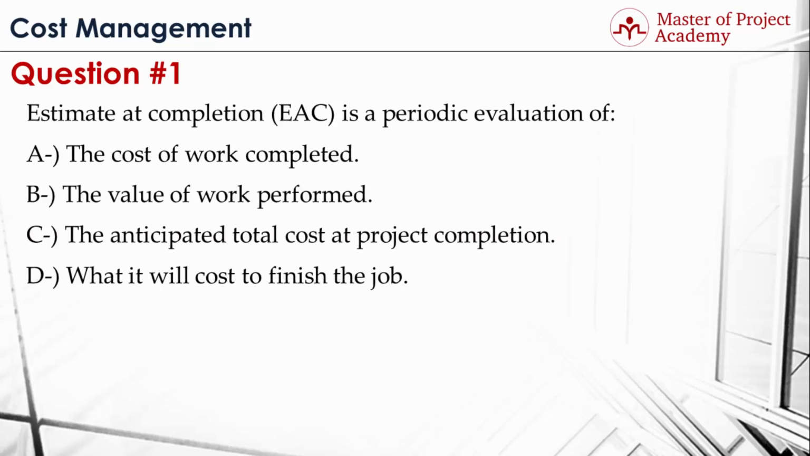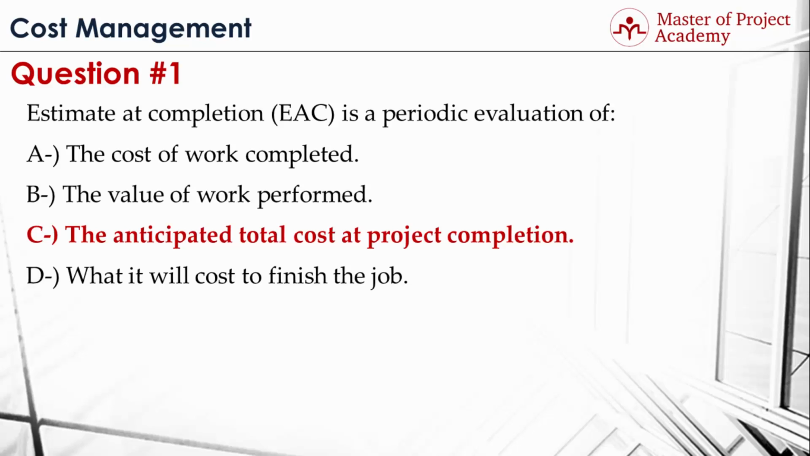The answer is C. After the project budget is determined, the overall project budget is set. However, based on actual results of the project, the cost of remaining activities is forecasted, and the estimate at completion value shows the anticipated total cost at project completion based on the actual performance of the project.